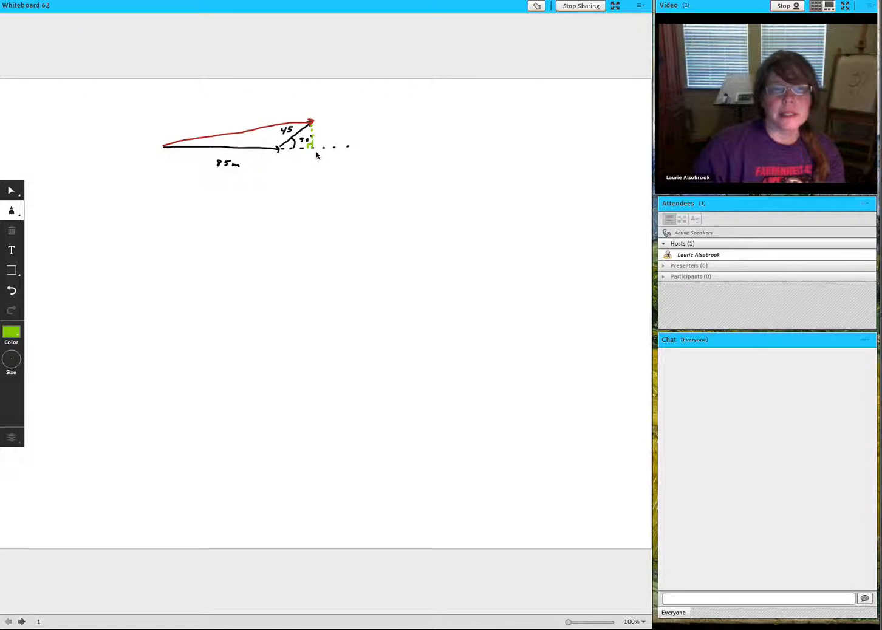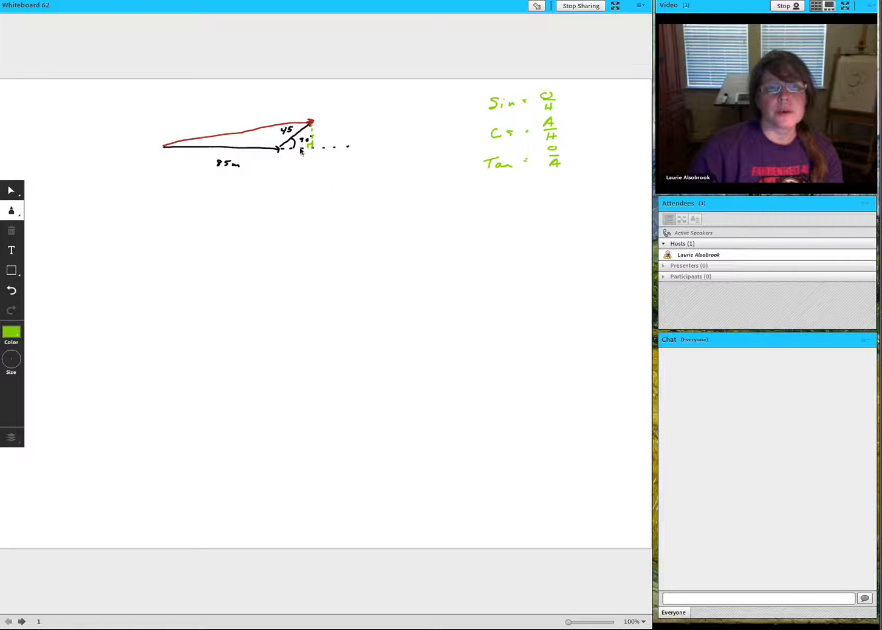Okay, so let's begin by finding this side over here, the length of that side on the right triangle. Let's remember our trigonometric ratios. Sine is equal to opposite over hypotenuse. Cosine is equal to adjacent over the hypotenuse. And tangent is equal to the opposite over the adjacent. So we'll just have that there for easy reference.